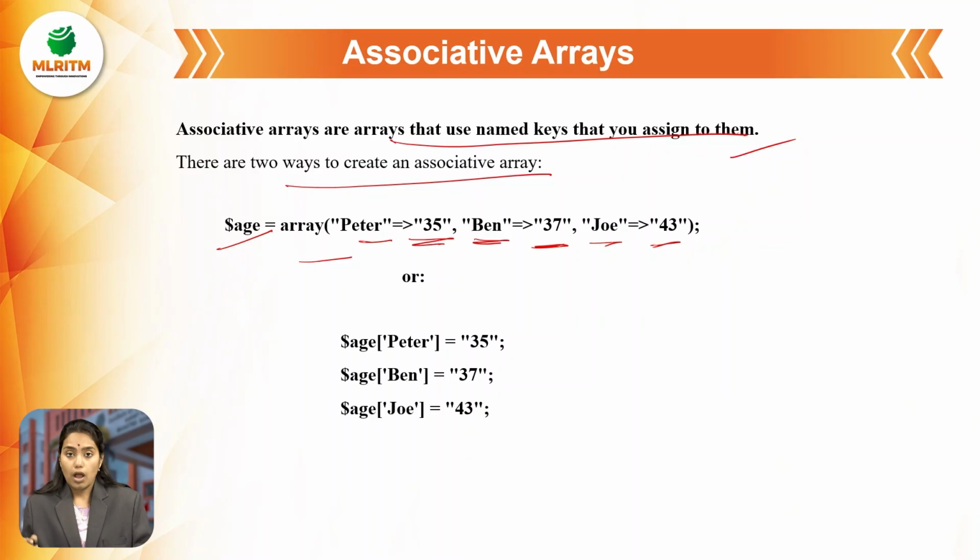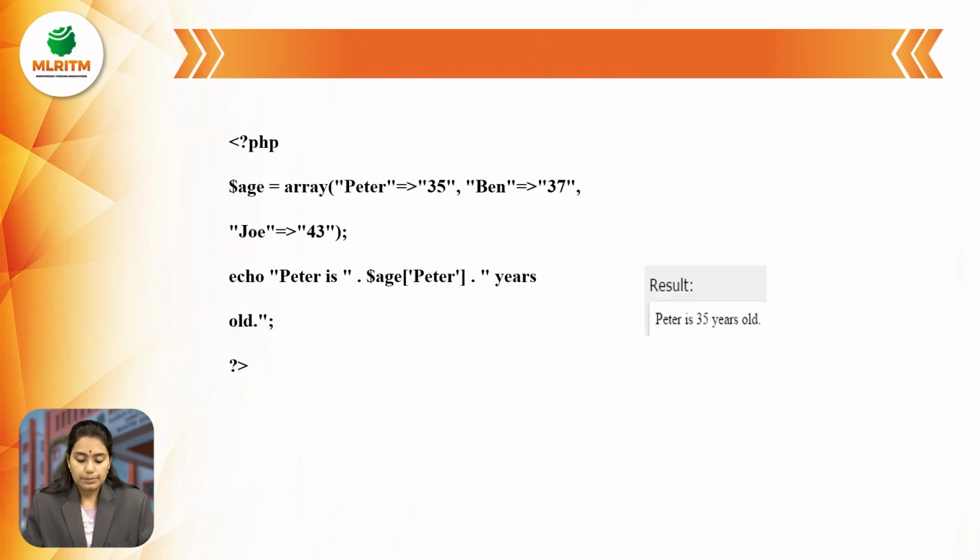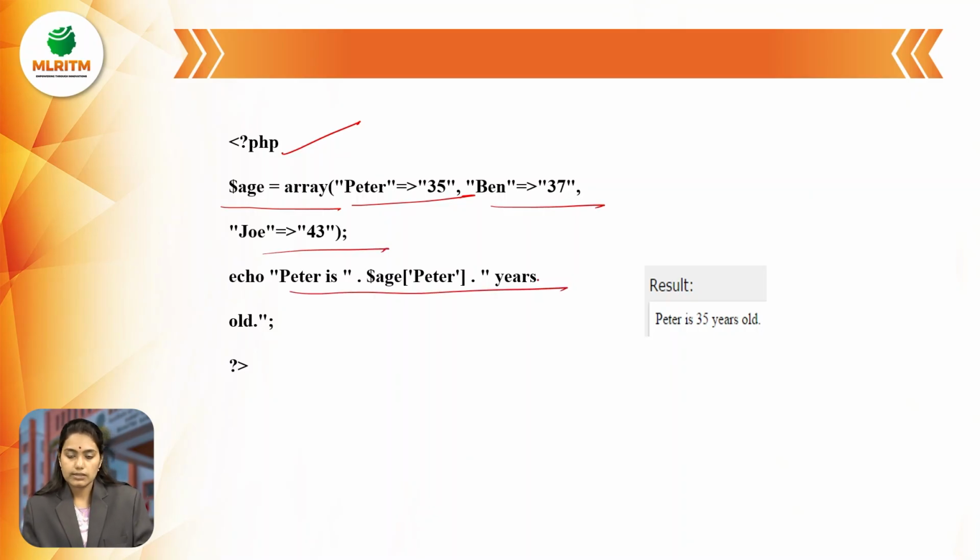Or else we can assign manually. How? That is $age['Peter'] equal to 35. Like that we can arrange manually. Next, let's see with an example. After declaring the PHP, we are creating an array as $age. In $age, we are giving a named key and its values as follows. And now I want Peter's value. Let's see what the output is for that.